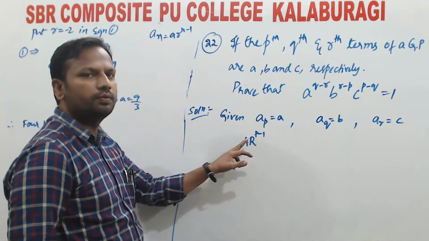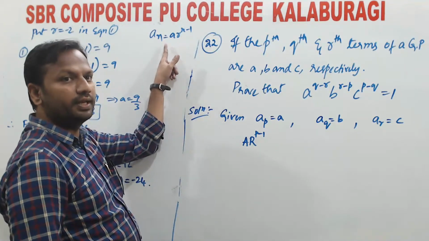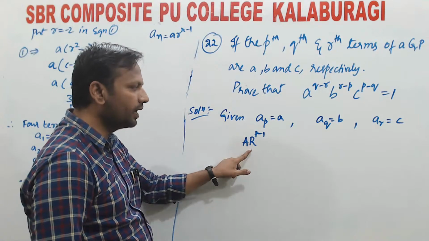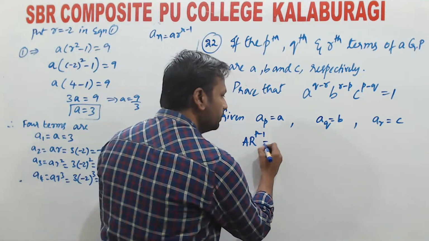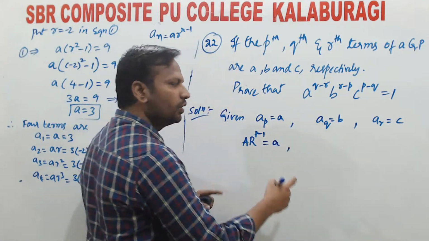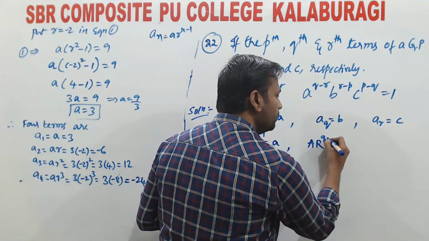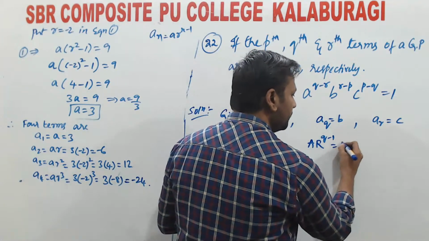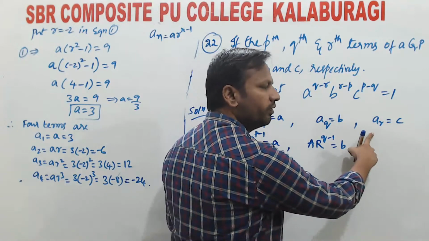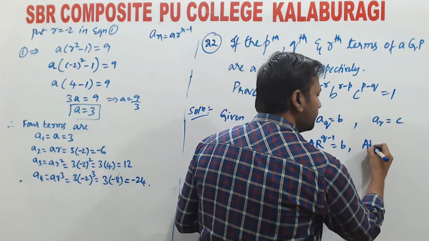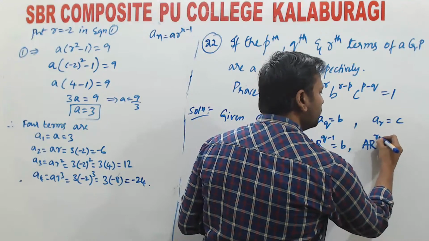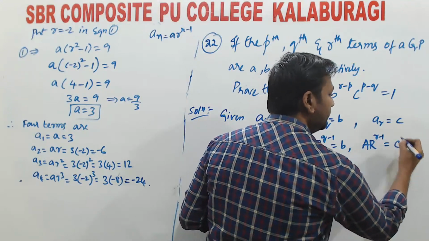So AP is what now? In this form itself, AN is AR^(n-1), so AP will be AR^(P-1), which is equal to A. Similarly here also, AQ will be AR^(Q-1), which is equal to B. And AR will be AR^(R-1), which is equal to C.